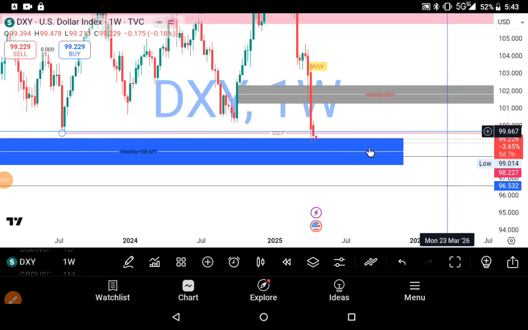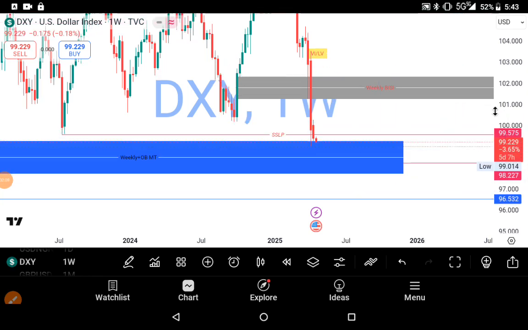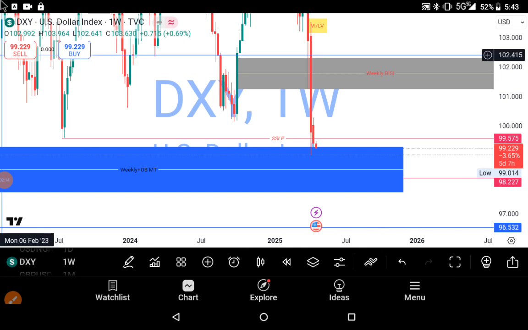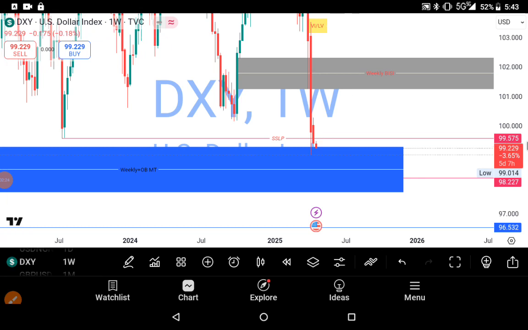The moment 98,500 has given way, then we should be able to see 97 big figure. But the moment 98,500 holds the price, then I'll still be interested in 100.500, which was the previous week's bias.